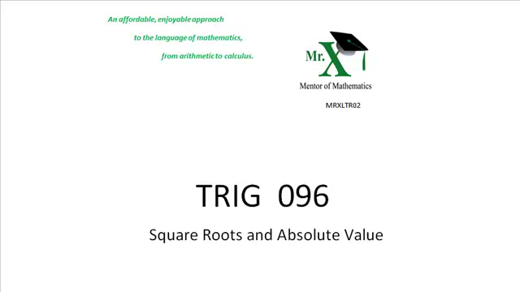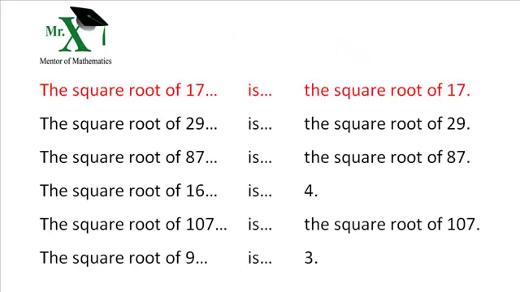The square root of 17 is the square root of 17. But as you read this, I want you to read it this way. The number that times itself gives us 17 is the square root of 17. The number that times itself gives us 29 is the square root of 29. The number we multiply times itself to give us 87 is the square root of 87.